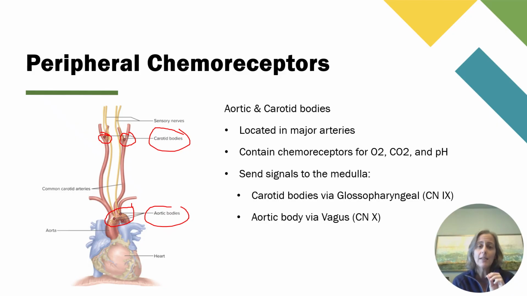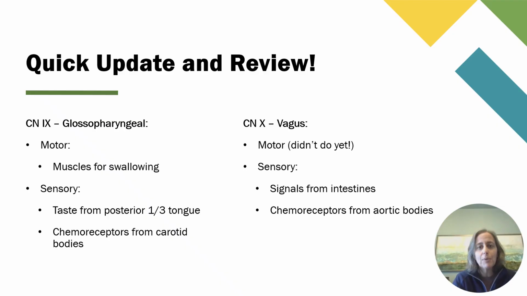For the carotid bodies, those sensory axons carrying that chemoreceptor signal are going to travel through the glossopharyngeal nerve, which is cranial nerve number 9. And the ones from the aortic body are traveling up through the vagus nerve, cranial nerve number 10. These are new functions that you didn't learn about for those nerves before because we hadn't learned about this yet. So let's put it all in perspective and integrate what we know.